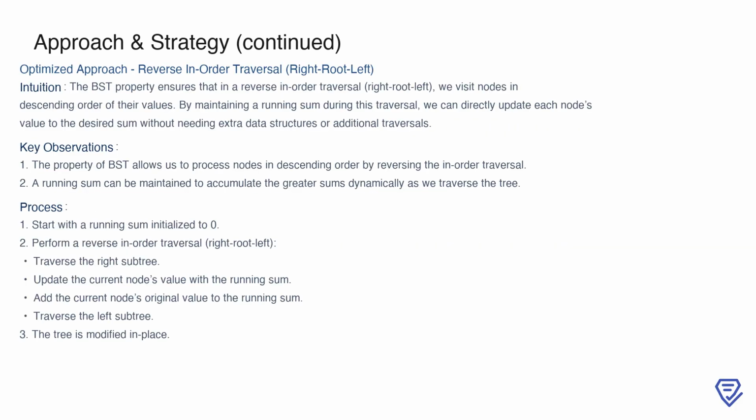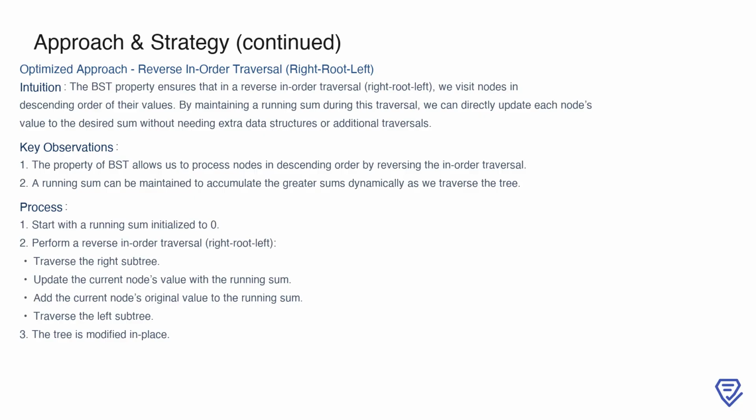A more efficient solution is to use reverse in-order traversal, which processes the nodes in descending order of their values. The intuition here leverages the BST property. In a reverse in-order traversal, we visit nodes in the order of right subtree, root, and then left subtree. By maintaining a running sum as we traverse the tree, we can dynamically calculate the greater sums and update each node's value directly, without requiring additional data structures.